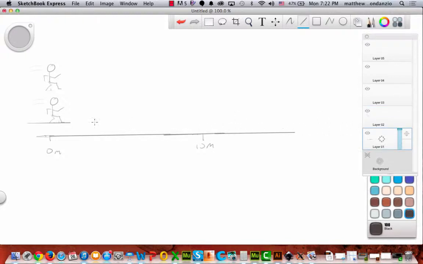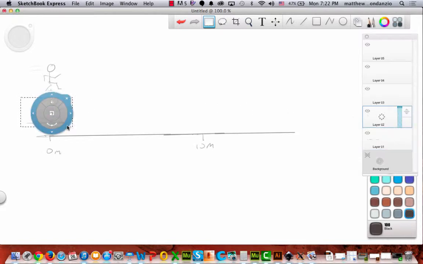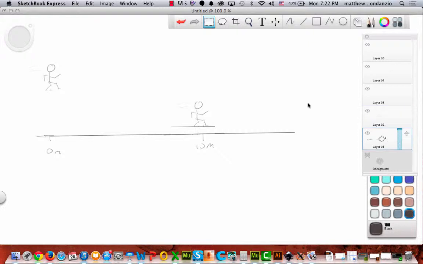Again, we're trying to get from the first point to the second point. So my two racers are here, and ultimately we're going to get this guy to go from the 0 mark here over to the 10-meter mark. And they're both going to get there, right? They're both eventually going to get to that point.